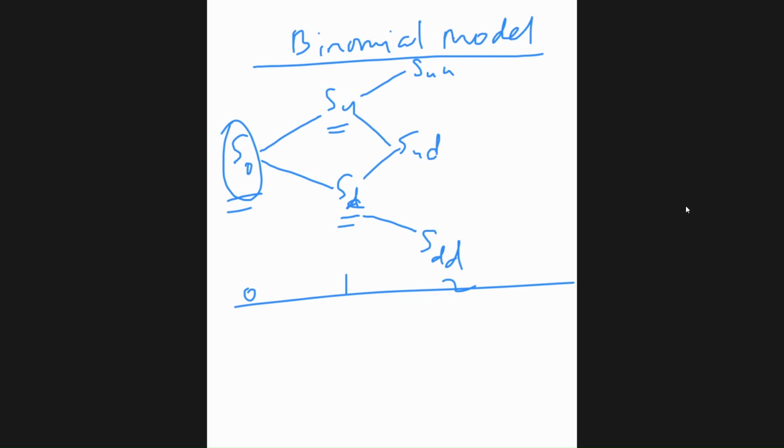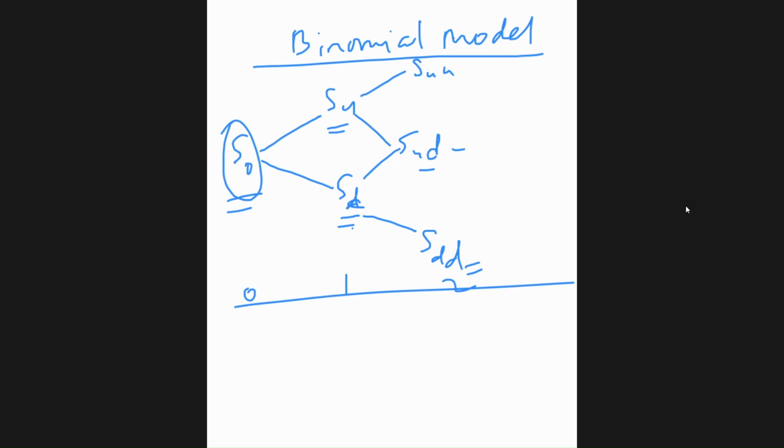Now, in the second day, at the end of day 2, if the price had gone up, it could go up further, or it could this time go down to become this. If the price had gone down, it could go up to become that, or go down further to become that. So that's a binomial tree reflecting price movement of the underlying.